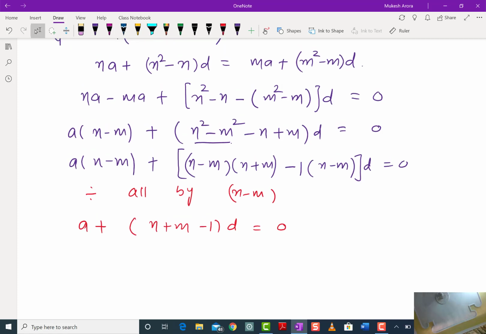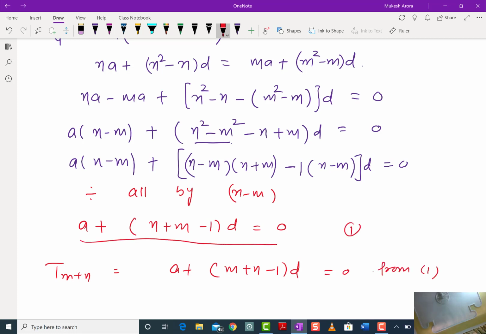Now we have to find t m plus n, which will be equal to a plus m plus n minus 1 d. So this is equal to 0 from the previous result. It's given. We have proved this. This is equal to 0. So t m plus n is equal to 0.